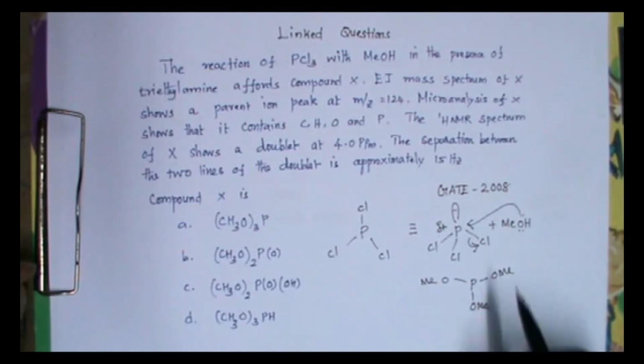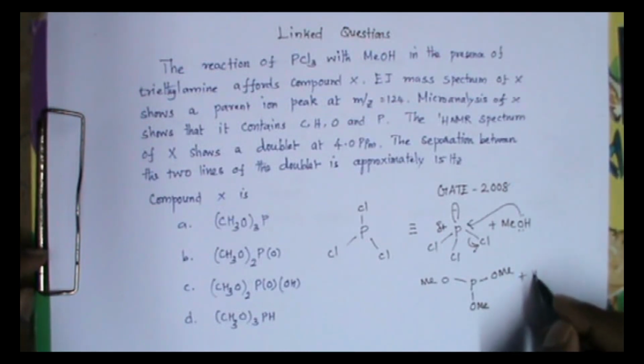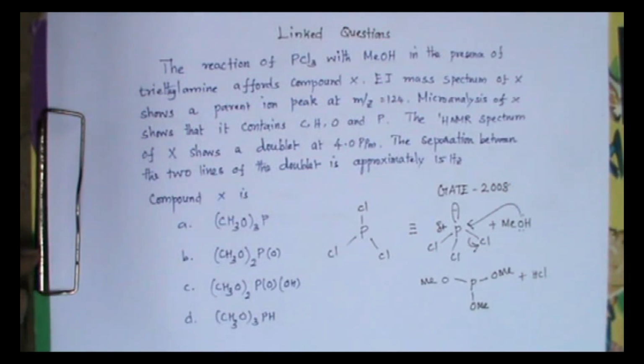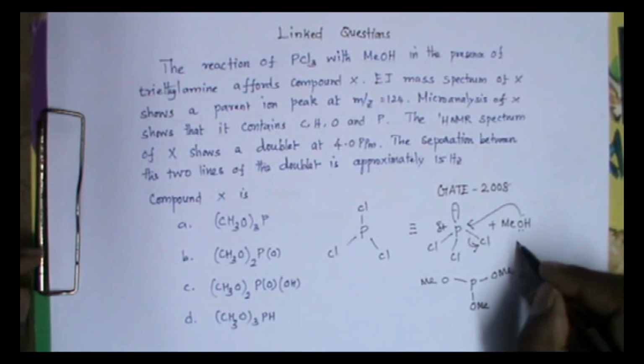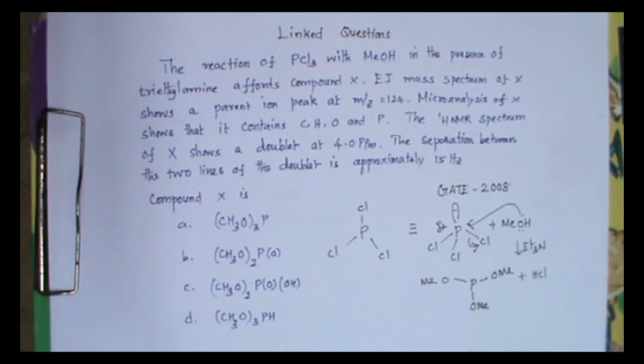But generally, this kind of mechanism you can't find in any book. In general, for inorganic reactions, we don't discuss reaction mechanism like organic chemistry. Cl minus combines with this H, and HCl is formed in this reaction. To remove this HCl, we require triethylamine. Triethylamine will react with HCl as a base, and a salt will be formed. So basically, triethylamine is an acid scavenger. So the product we get in this reaction is trimethyl phosphite.